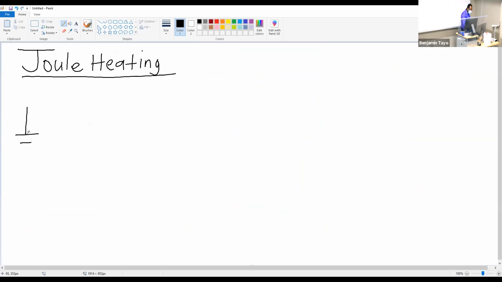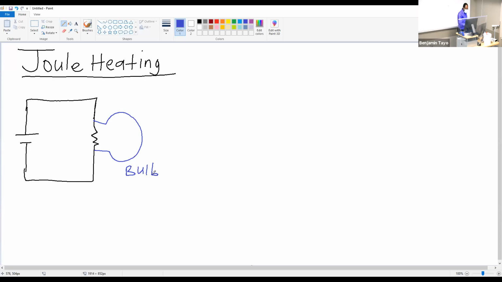So again, let's look at this. Let's take this bulb. This is my V. It has some resistance R, and there is a current I that goes through.